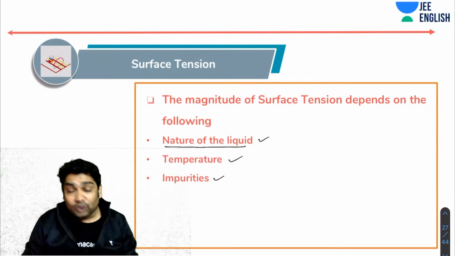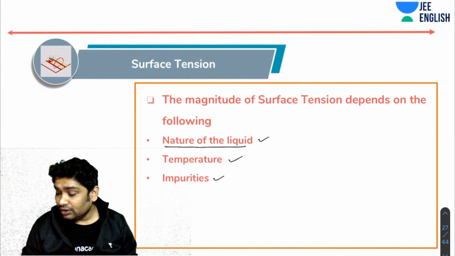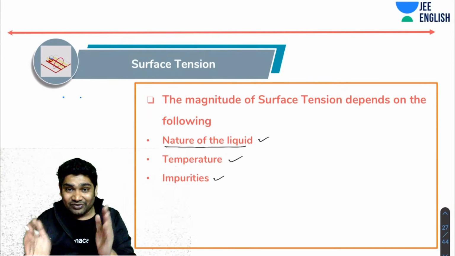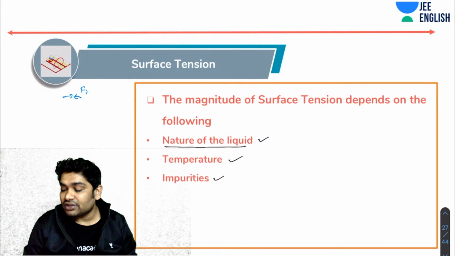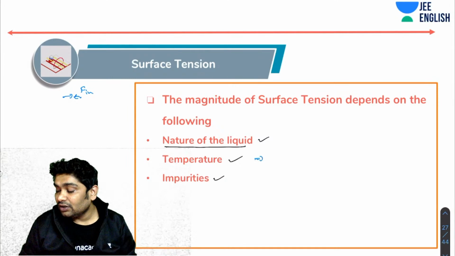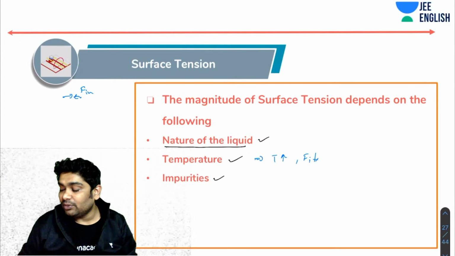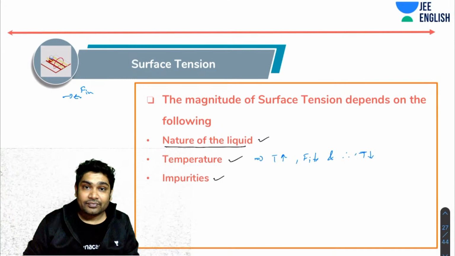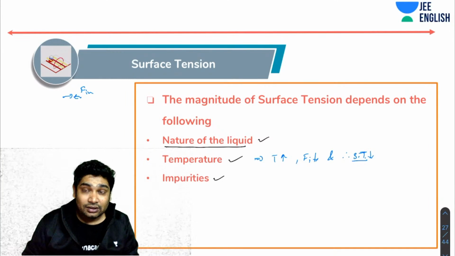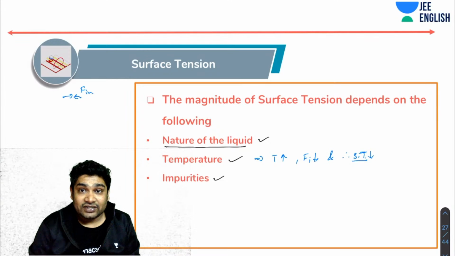Then you have temperature. If you increase the temperature, what happens? If you remember, you increase the average distance between two molecules. So F reduces. The interaction force reduces whenever you increase the temperature. The increase in T will mean reduction in interaction force between the molecules, and therefore surface tension reduces. If you increase the temperature of any liquid, then its surface tension will always decrease.